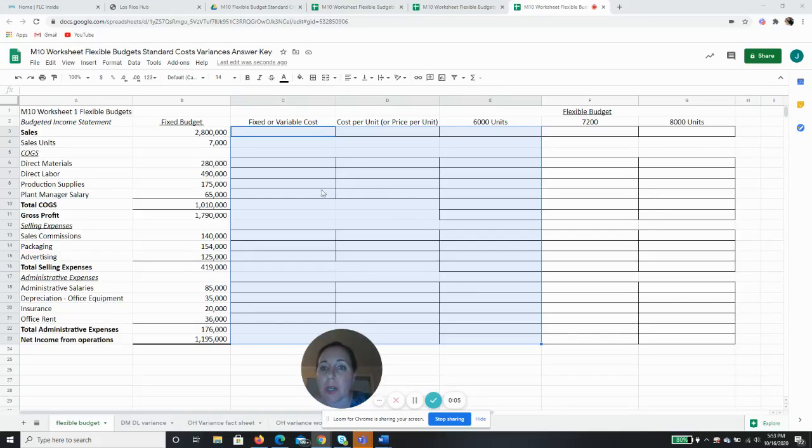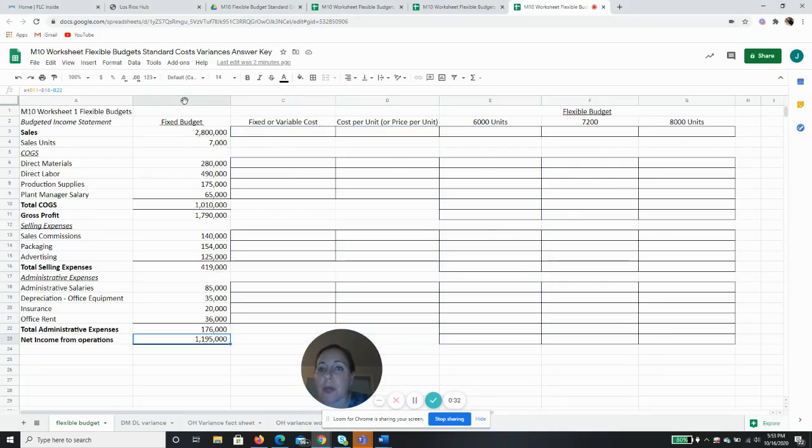We are on our worksheet, so make sure you have it pulled up either on your screen or printed out. We are starting with the flexible budget. Remember, our flexible budget gives us our budget within a range of sales units. We could also do it within a range of production units, but we're doing it within a range of sales units and figuring out what our net income is going to be at different levels of sales.